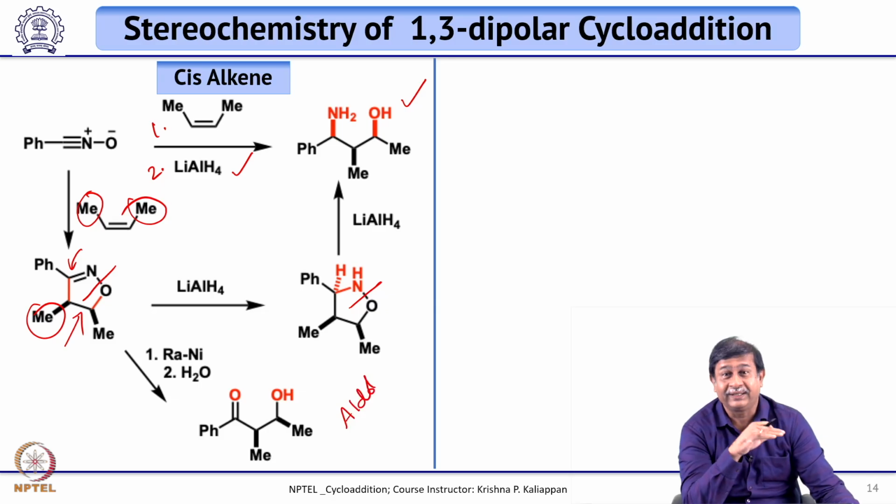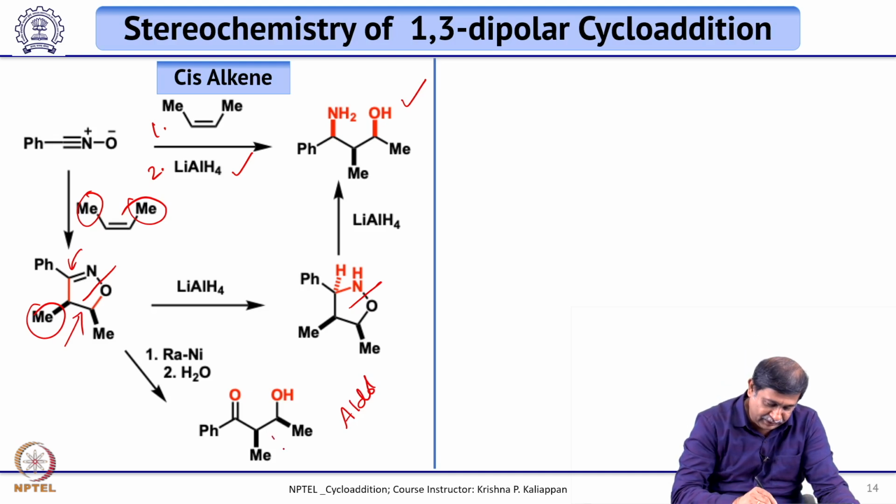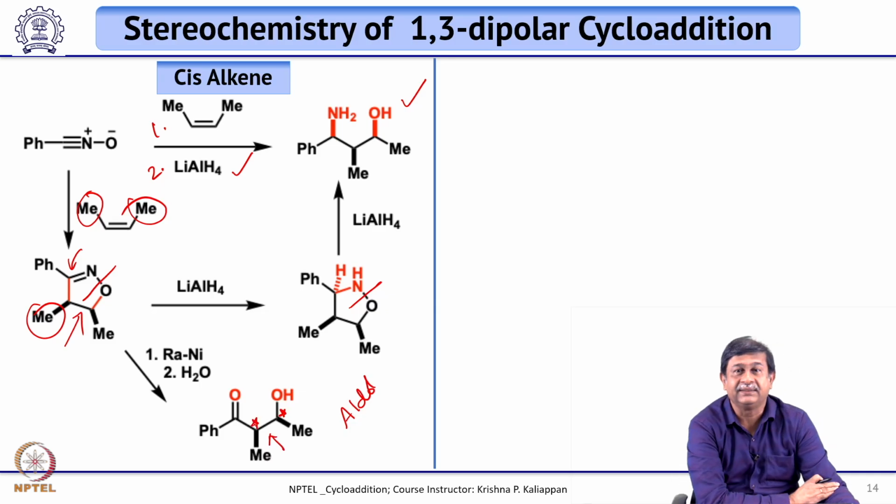You don't have to do an aldol reaction. Instead of doing aldol, you can do a 1,3-dipolar cycloaddition followed by NO bond cleavage and hydrolysis, and you can get the aldol. And again you see 2 new stereocenters are formed in this reaction.